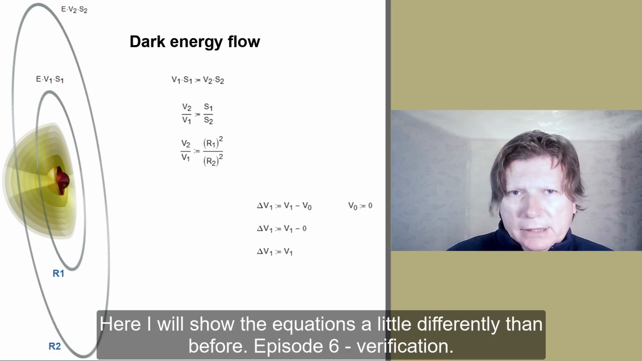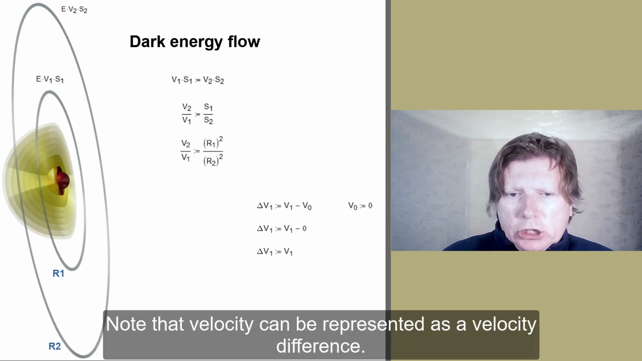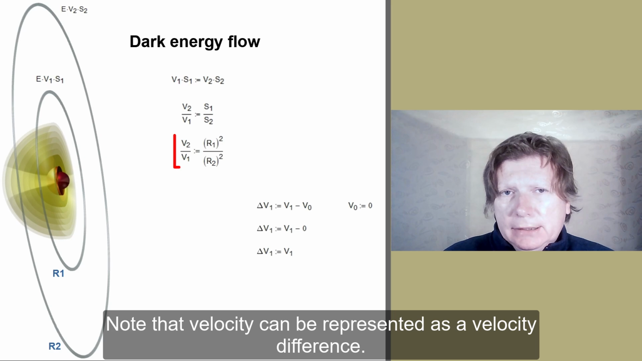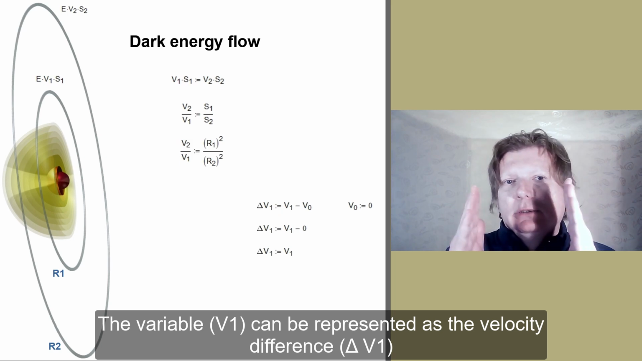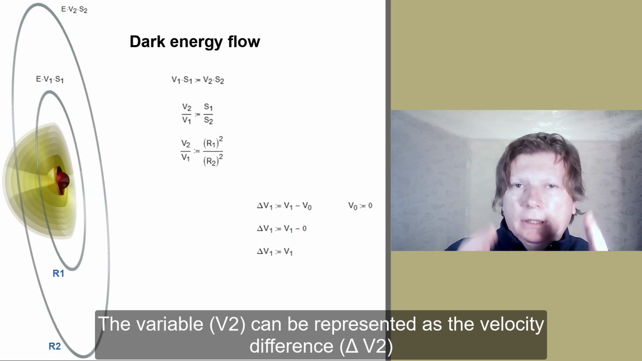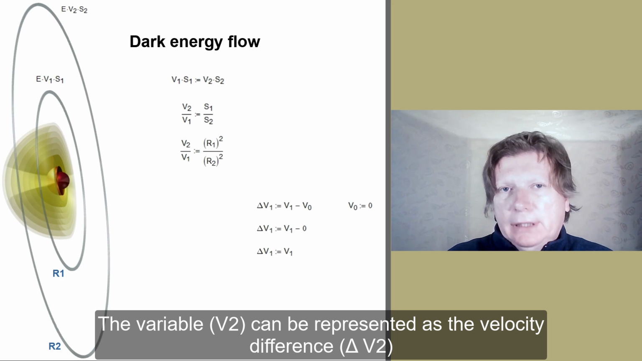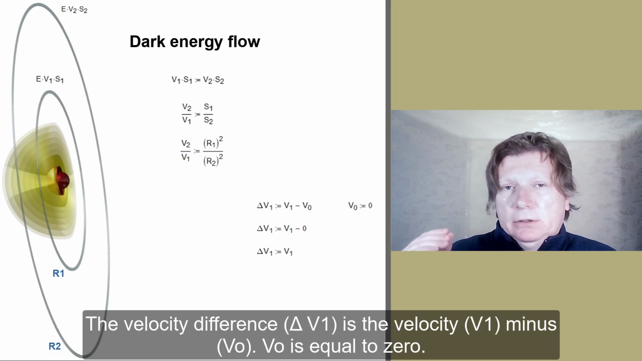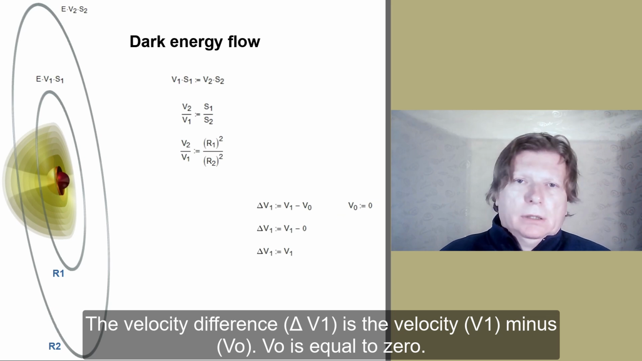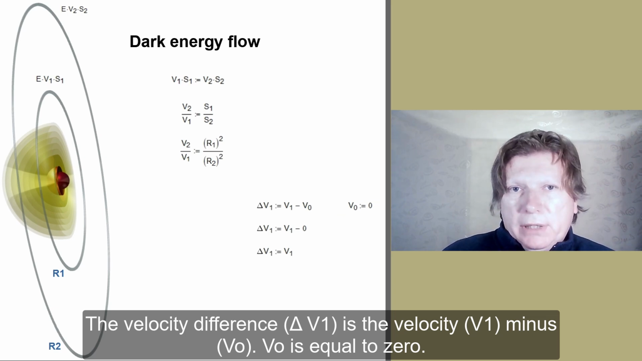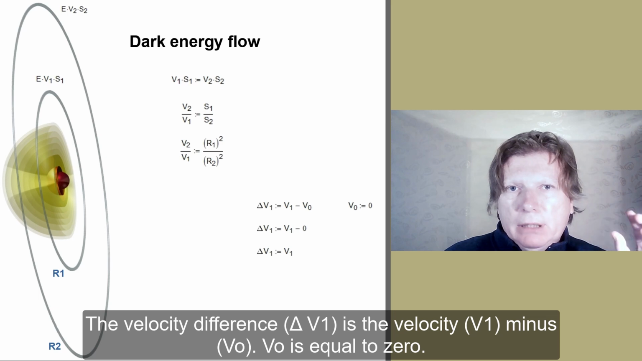Here, I will show the equations a little differently than before. Episode 6, Verification. Note that velocity can be represented as a velocity difference. The variable v1 can be represented as the velocity difference delta v1. The variable v2 can be represented as the velocity difference delta v2. The velocity difference delta v1 is the velocity v1 minus v0. v0 is equal to 0.